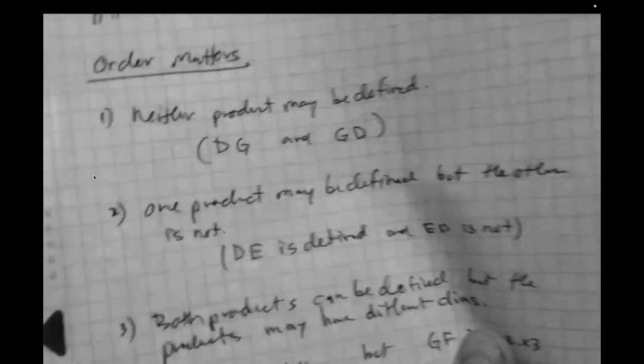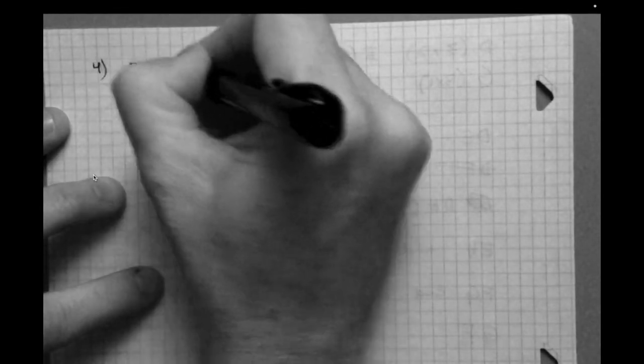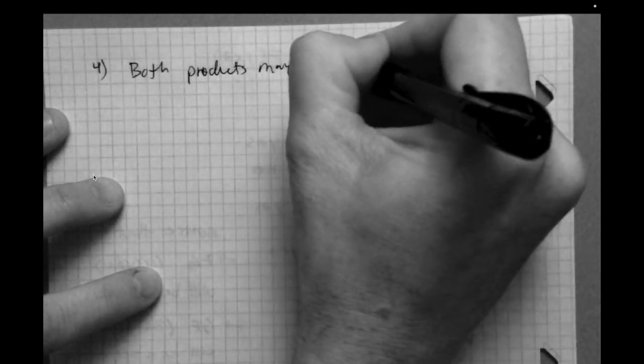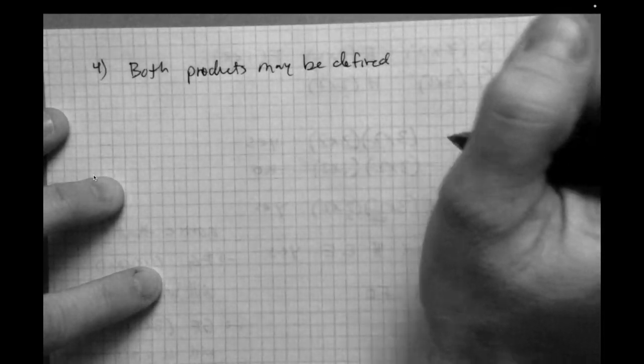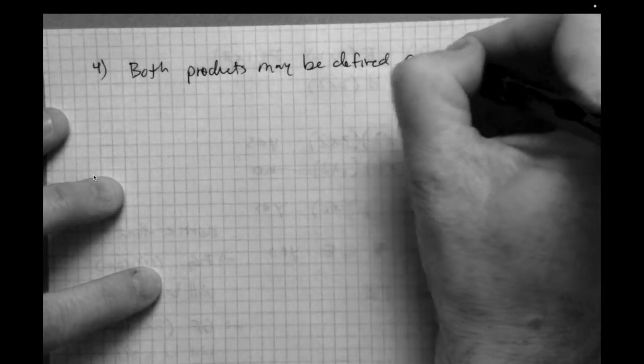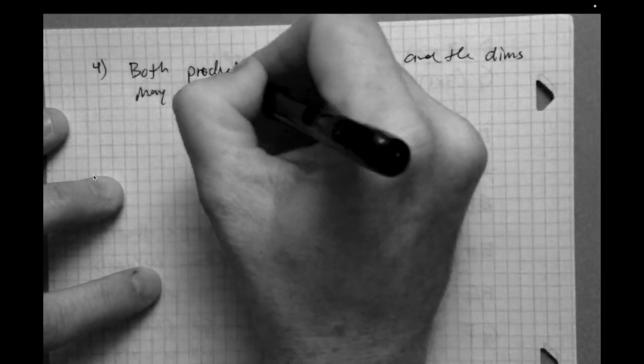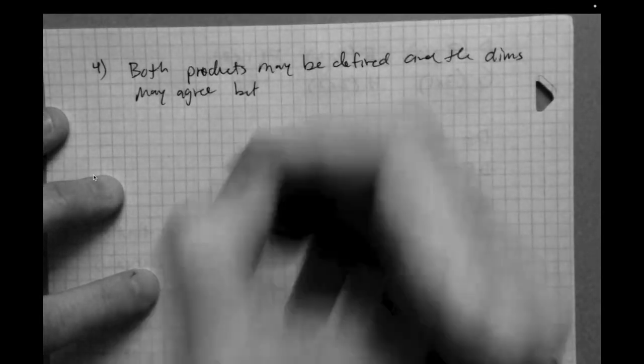And then the last thing that can happen is that both products may be defined and the dimensions may agree, but the resulting matrices may still vary.